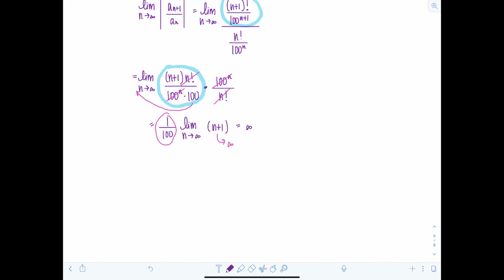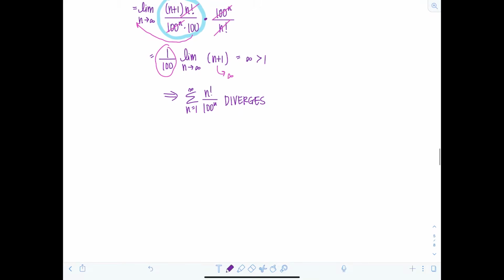And what can I say about it? Well, that's definitely greater than 1. So the sum, n equals 1 to infinity of n factorial over 100 to the n, diverges by the ratio test. Yes, you have to write that even though they told you to use the ratio test. Just get in the habit to always write out what test you used. All right, nice.